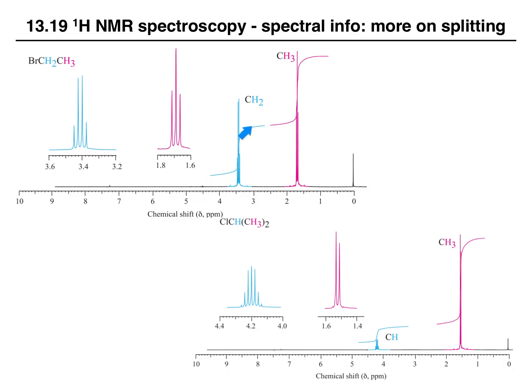The blue signal, if we look at this integration, integrates to 2, so this is a CH2 group. And then the pink signal integrates to 3, so this is a CH3 group. But let's look at what other information we can get.